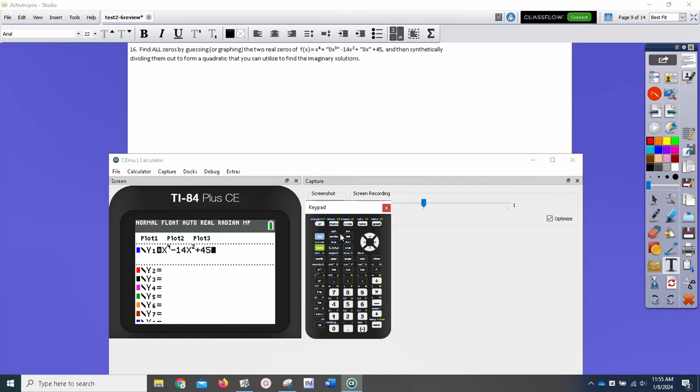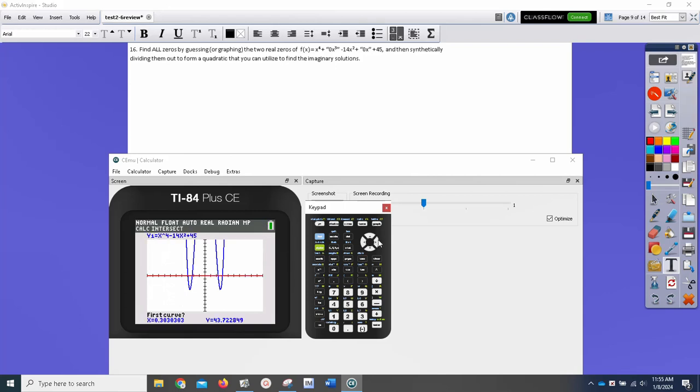Do a zoom 6. This thing probably factors. It does. Anyways, we should have something at probably 3 and yeah. There's one right here at positive 3 and there's another one right here at negative 3. If I'm not sure about where they are, I can put a 0 into y2. And I can hit second trace 5 for intersect.